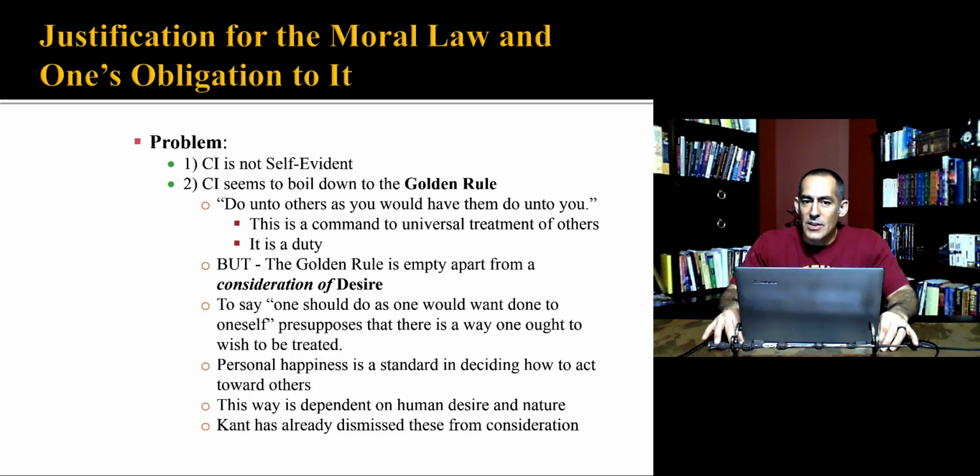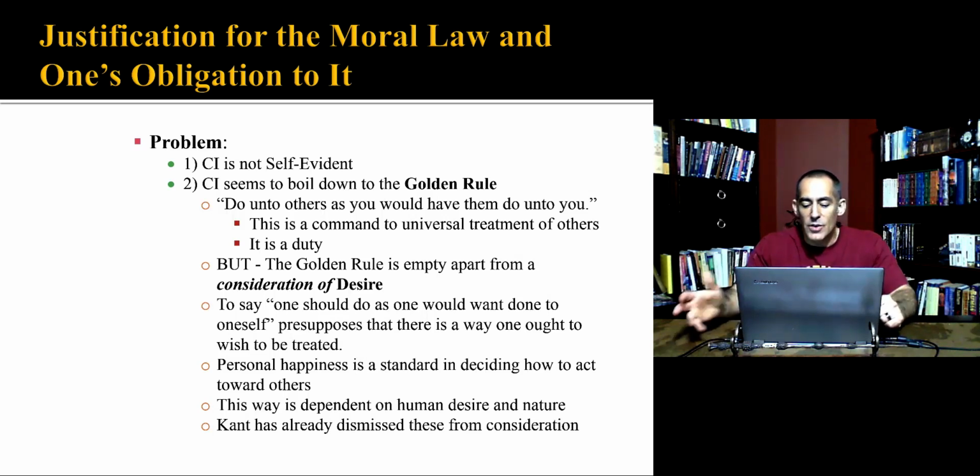And we said it doesn't necessarily do that, even though some people think it boils down to the golden rule. So remember, the golden rule is do unto others as you would have them do unto you, or you could even pick other different types of formulations because we find this in many systems around the world. So it's a command, again, to universal treatment of others, and it's a duty. But the golden rule seems to be empty apart from the consideration of desire, which is one of the reasons it seems to be different from the categorical imperative.